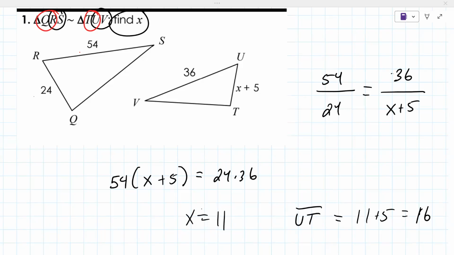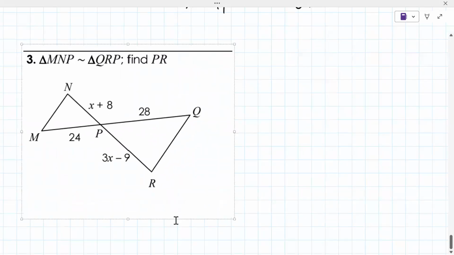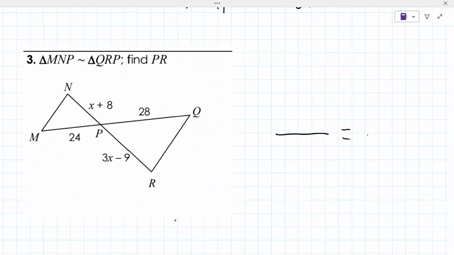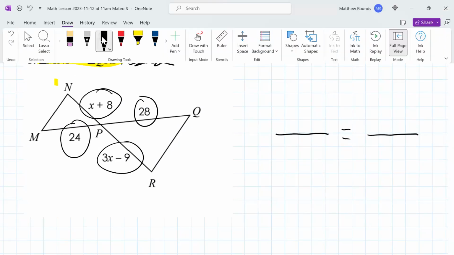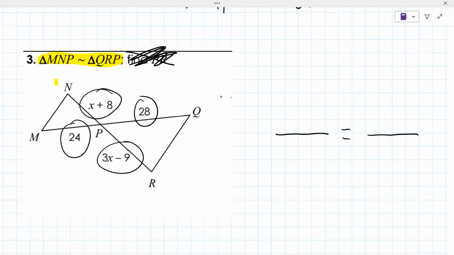All right. New problem. I want you to see if you can set up the proportion. Don't worry about that right now. Just focus on these four things and look back at the triangle letters to decide where they go. And if you need a hint or something, let me know, but give that a try.